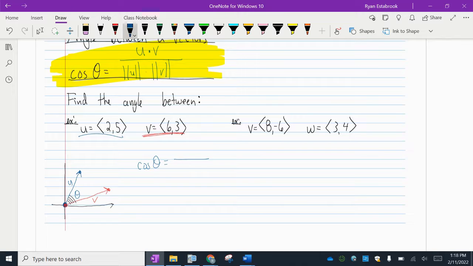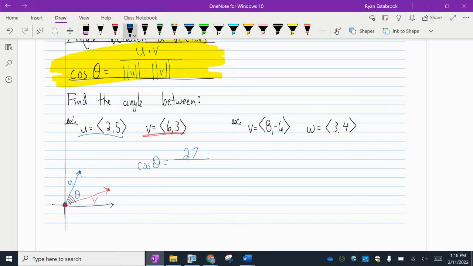Let's give you a chance to try this. Turn to your friend, share your answer. What is going to be the result of u dot v? So checking your arithmetic skills a little bit. 2 times 6 is 12. 5 times 3 is 15. Add those together, we get 27.